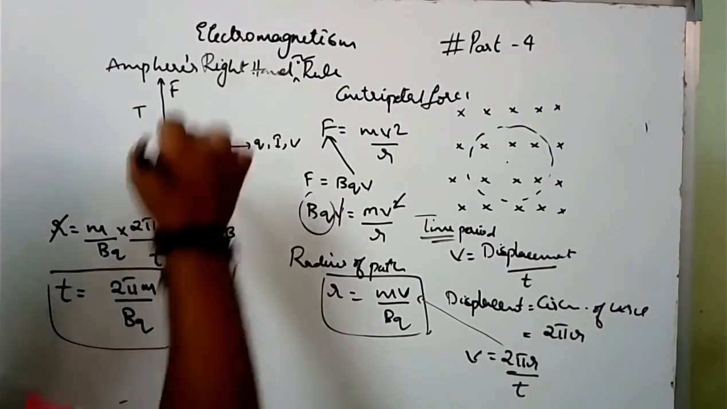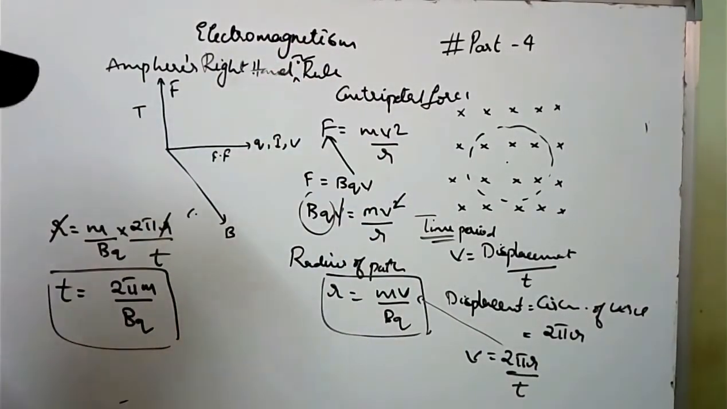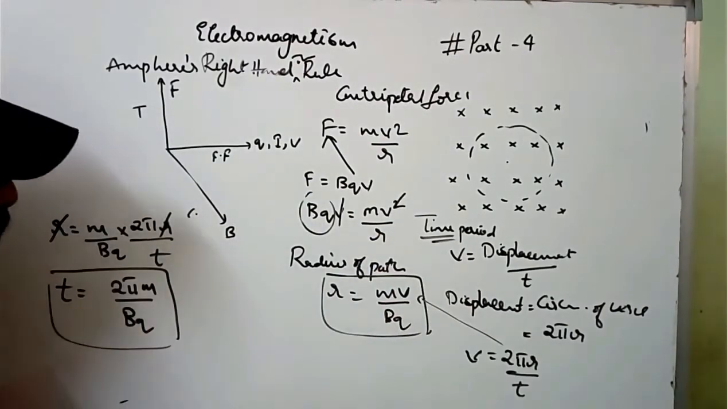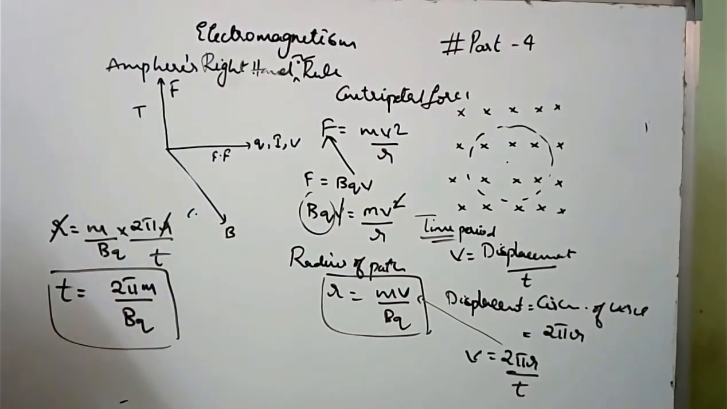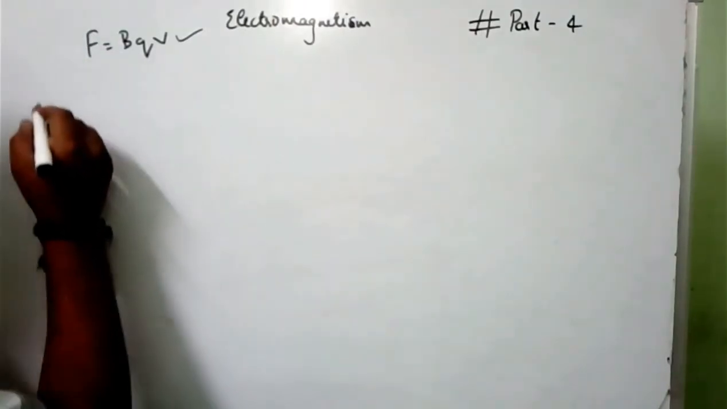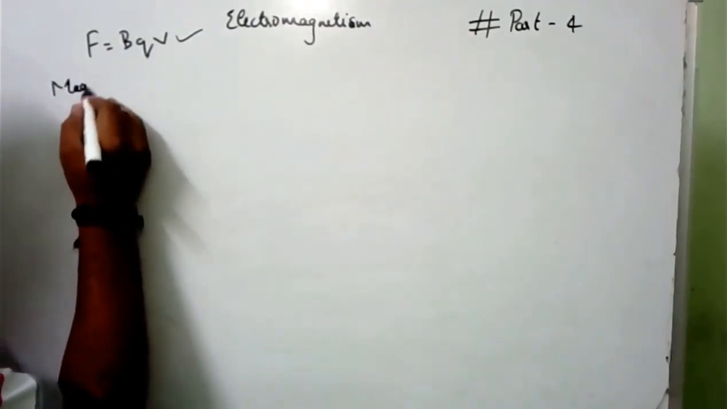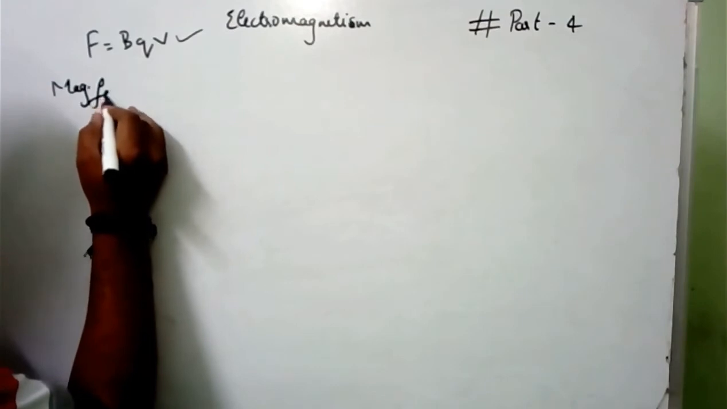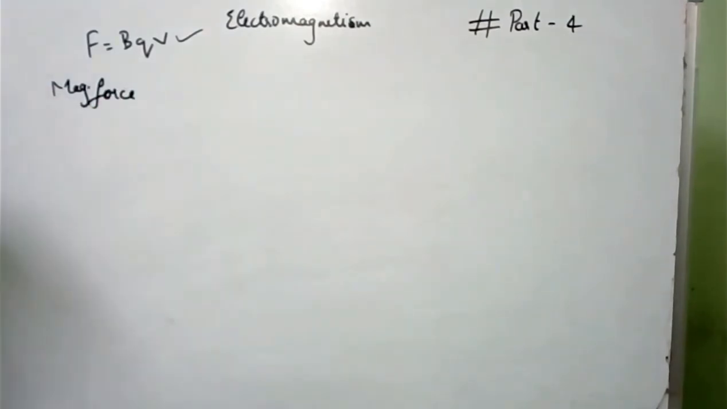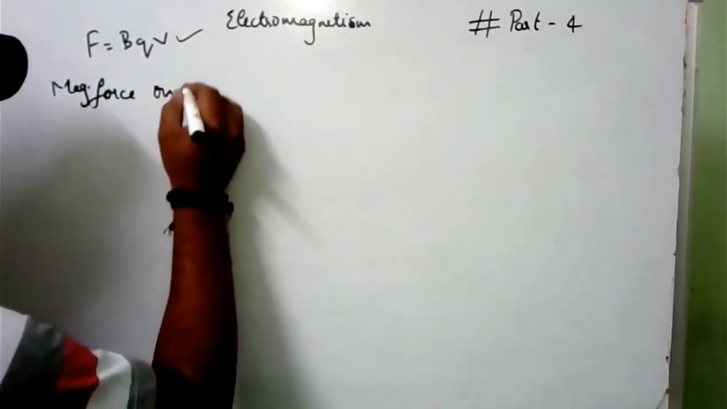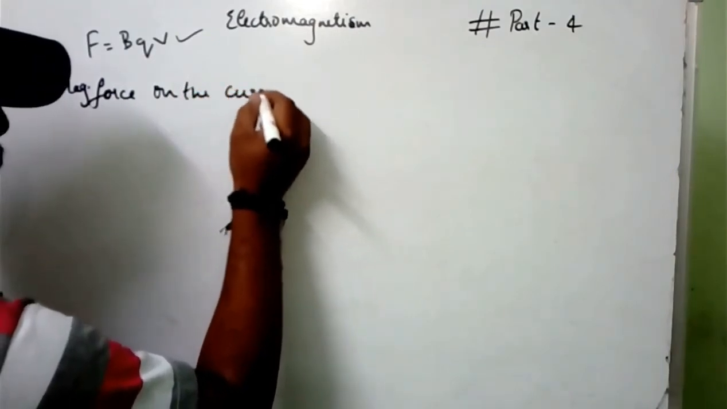So with this we came to know about Ampere's right hand rule, and how to find the time period and the radius of the path. Okay. Now, what is the next one? Magnetic force on the current carrying what?